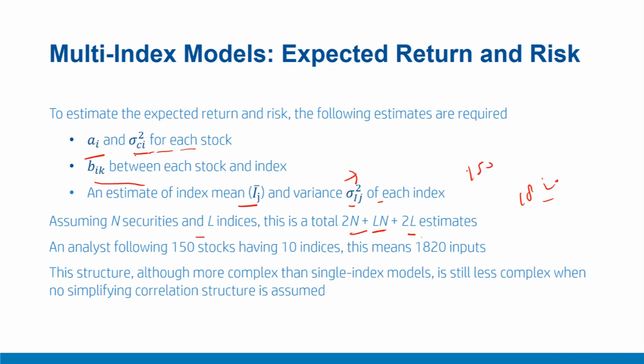Generally analysts start with the single index model, which is usually the market index, and then keep on adding industry indices. This structure, although slightly more complex than single index models, is still less complex than when no simplifying correlation structure is assumed.